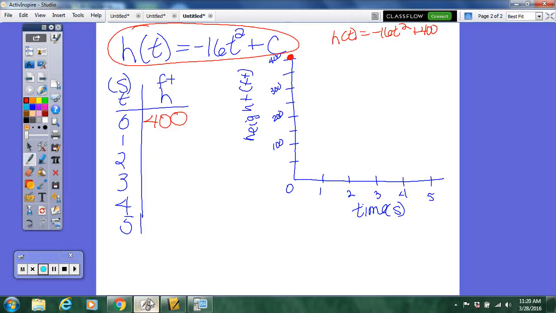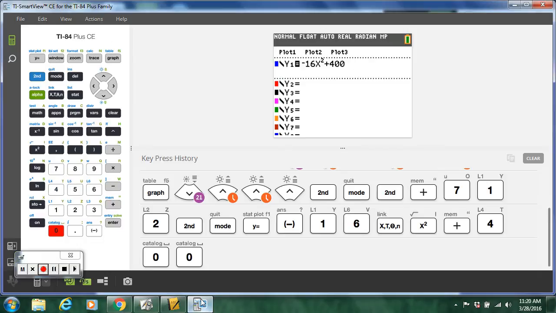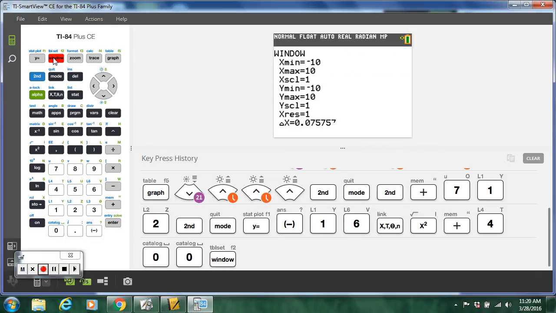So they're saying, here's your lowest x, here's your highest x, here's your lowest y, here's your highest y. I want you to count by ones on the x. I want you to count by 50s on the y. Now when we go to our window, we're going to change it.